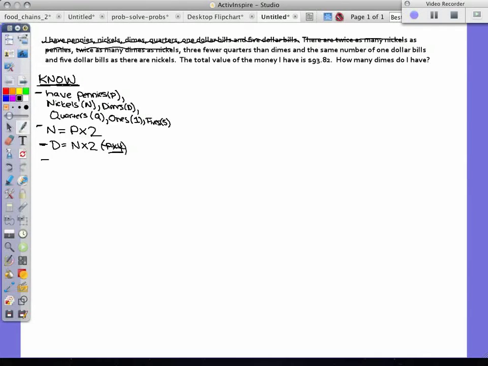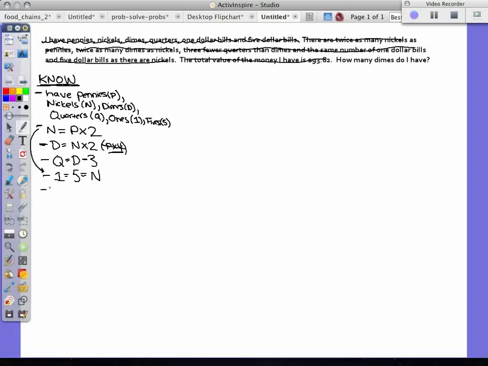Twice as many dimes as nickels, 3 fewer quarters than dimes. So quarters, mathematically, are going to be dimes minus 3. And the same number of $1 bills and $5 bills as there are nickels. So I'm going to write ones equal fives, which equal nickels. So we have a connection here, which means also the ones are the pennies times 2, and the fives are the pennies times 2. So I'm just going to put a little arrow there to show that connection a little bit further. The total value is $93.82.